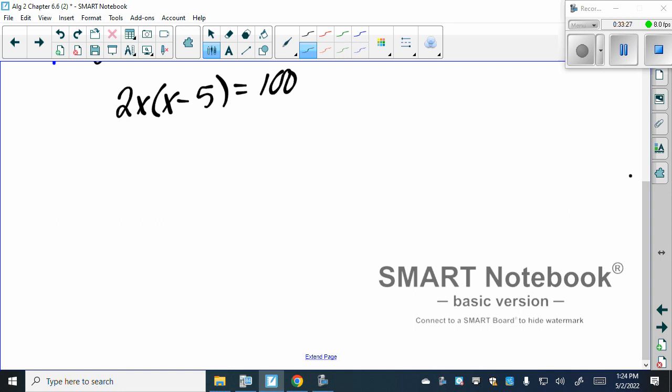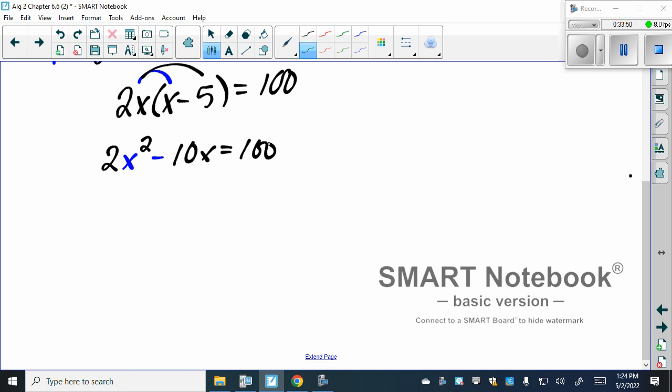Any questions on how we got to this point here? Now at this point, we'll need to solve, so it'll be helpful to multiply the left-hand side. So 2x times x and 2x times negative 5. Well, 2x times x is going to be 2x squared, minus 2x times 5 would be 10x, is equal to 100.